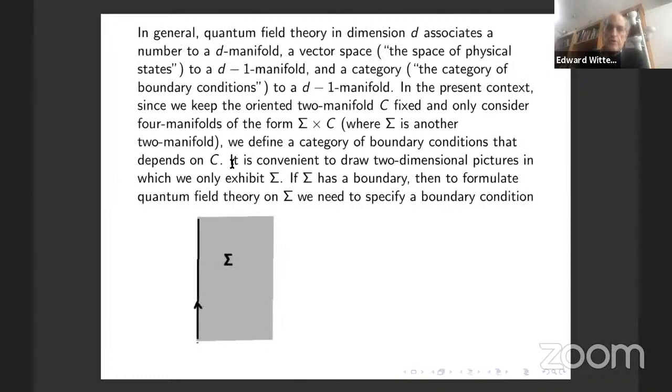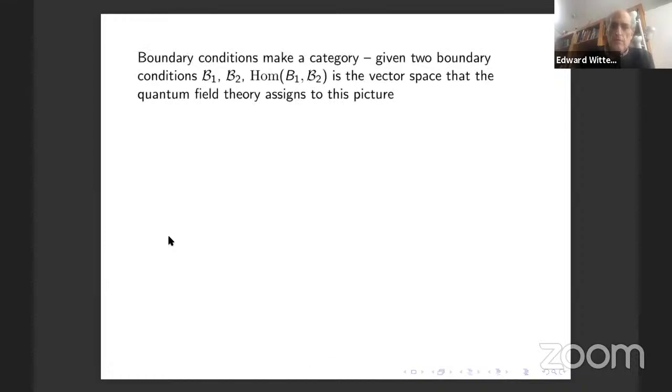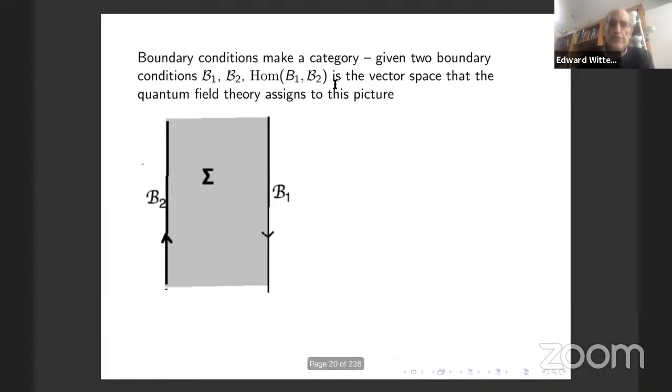So here's a picture where I show sigma as having a boundary. So the shaded area is the 2-manifold sigma. It has a boundary, which is the black line on the left. And to formulate quantum field theory on sigma, we need a boundary condition. And boundary conditions make a category. Given 2 boundary conditions, B1 and B2, Hom from B1 to B2 is the vector space that the quantum field theory assigns to this picture, where I've given sigma a boundary on both sides.